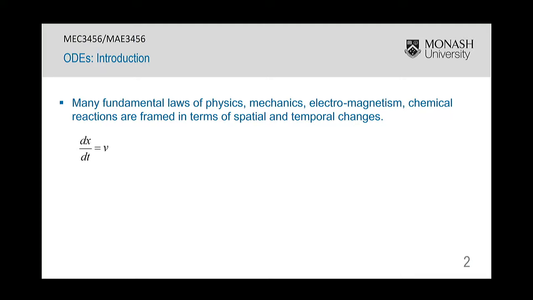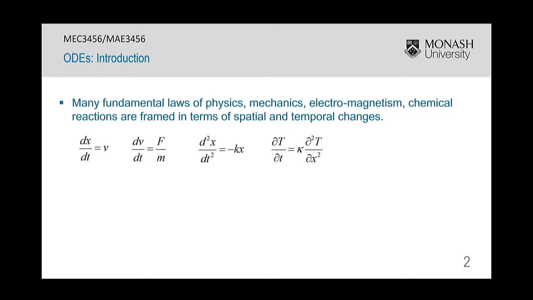For example, dx/dt is equal to the velocity describes the motion of a fluid element in a velocity field. dv/dt equals F on m describes the acceleration of a mass according to a force F. d squared x/dt squared equals negative kx is the equation for a simple harmonic oscillator with a spring constant of k.